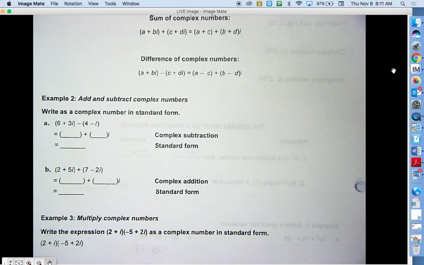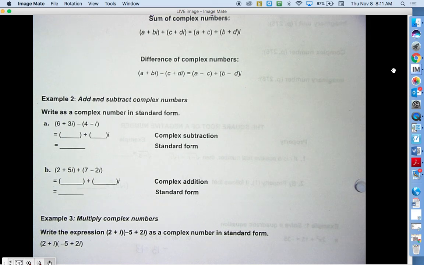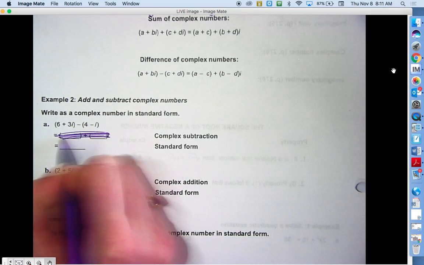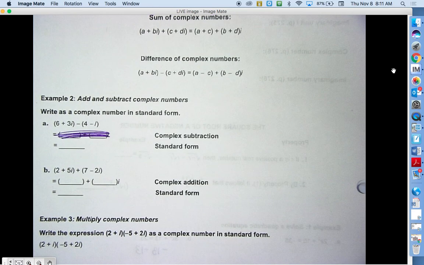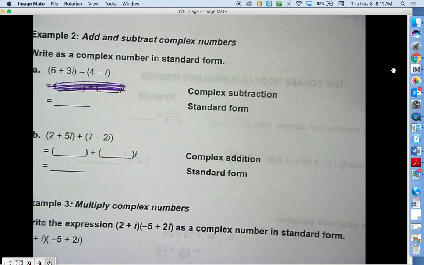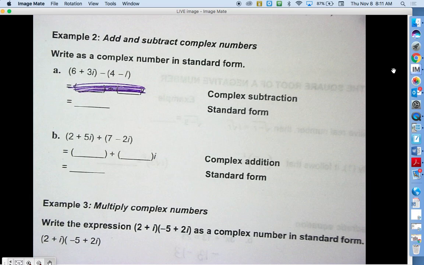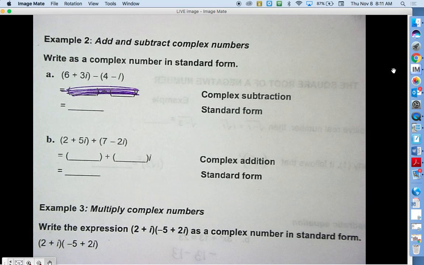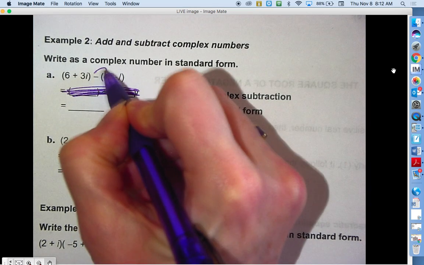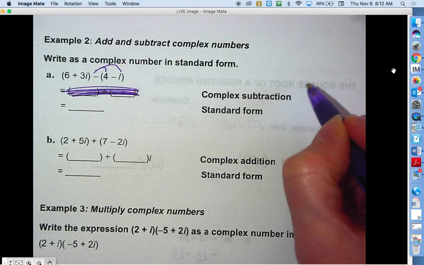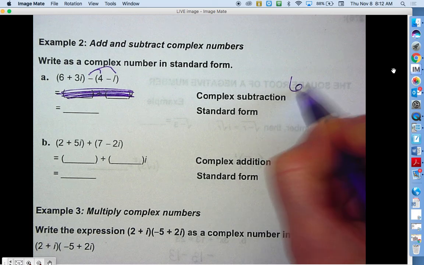If we have complex numbers and we're trying to add them together, we're going to add the real pieces and the imaginary pieces together. So if you look at example 2, it wants you to write the complex number in standard form. That just means you should have a real number and an imaginary number combined together. So we have 6 plus 3i minus the quantity 4 minus i. And I'm going to forego this step here, and I'm going to write it on the other side.